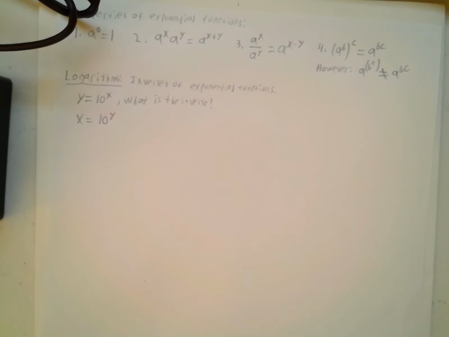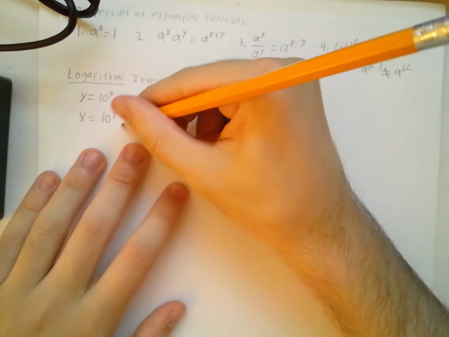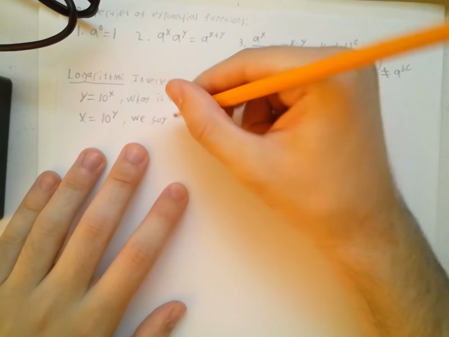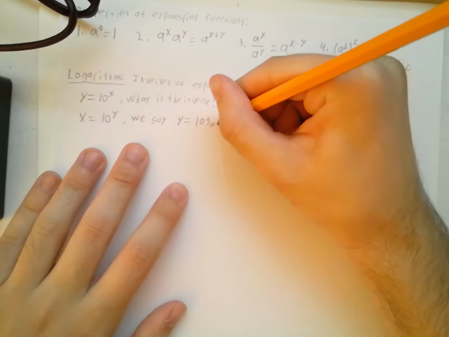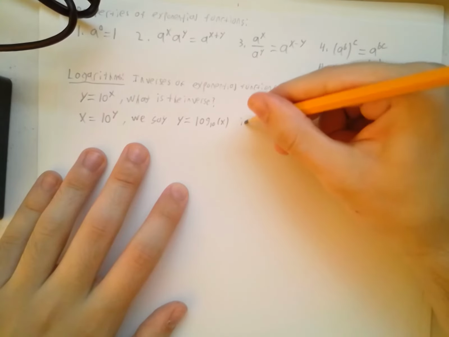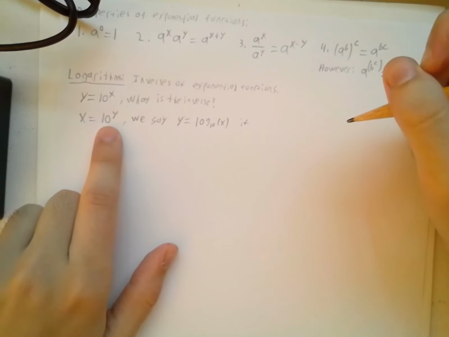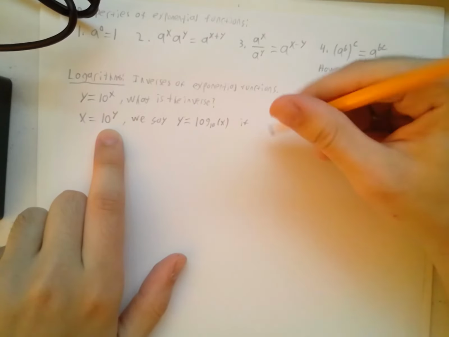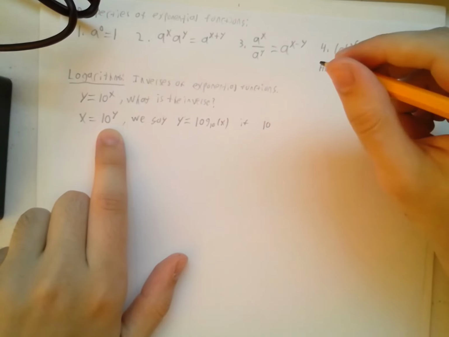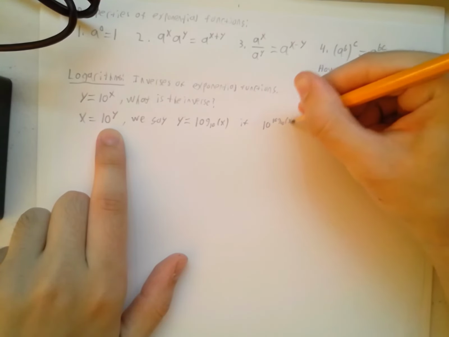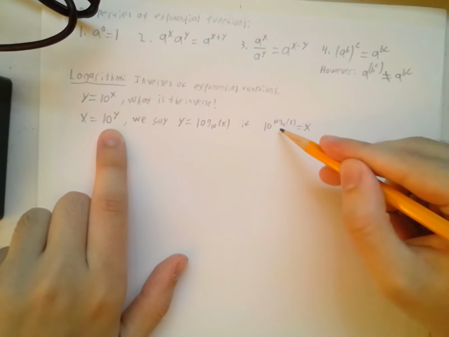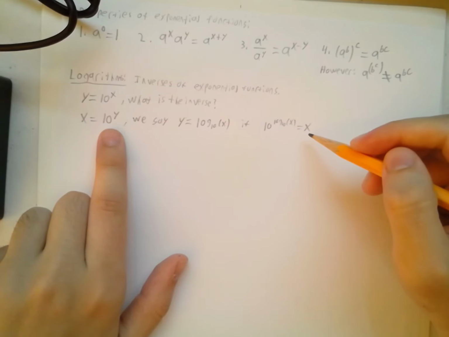So we need to define a new quantity to handle this sort of equation. So we say that y is equal to log base 10 of x if it satisfies this equation. So 10 to the log base 10 of x should give us x. So in other words, log base 10 is the inverse function of the exponential. That's probably hard to read. Let me write it bigger.